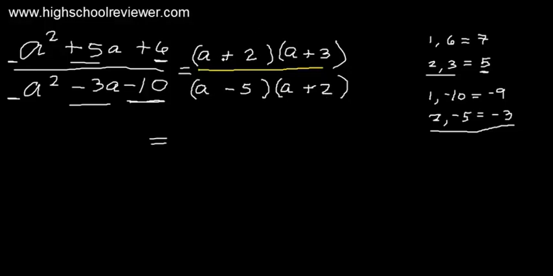So you can see the quantity a plus 2 is present on the numerator. It is also present on the denominator. So this means that we can cancel this out because the quantity a plus 2 divided by the quantity a plus 2 will be equal to 1. What is left now? We have a plus 3 all over a minus 5. Therefore, our final answer now is a plus 3 all over a minus 5.